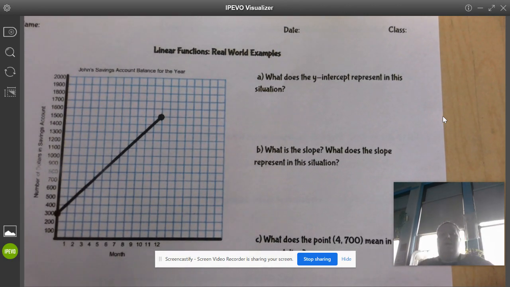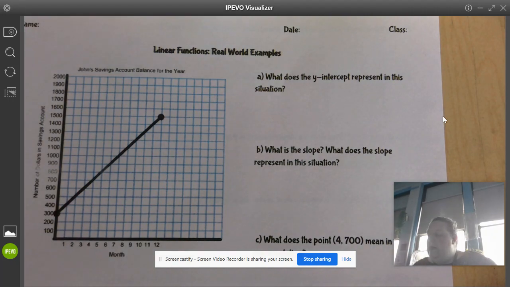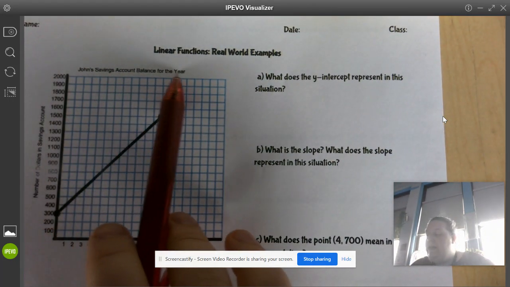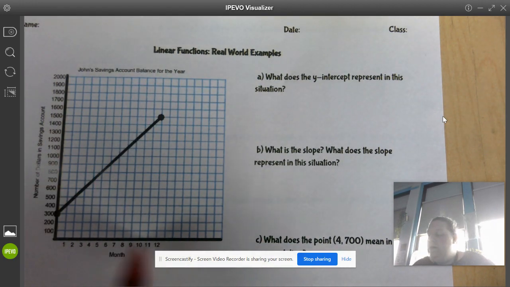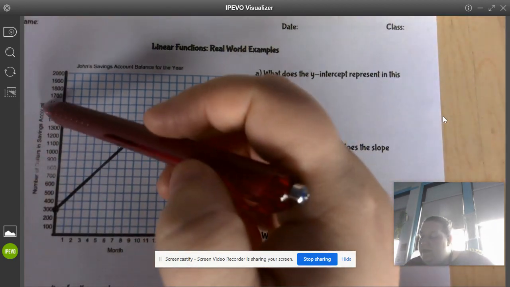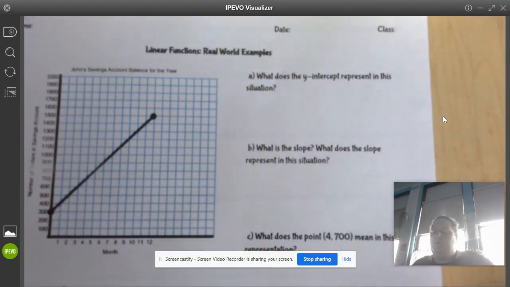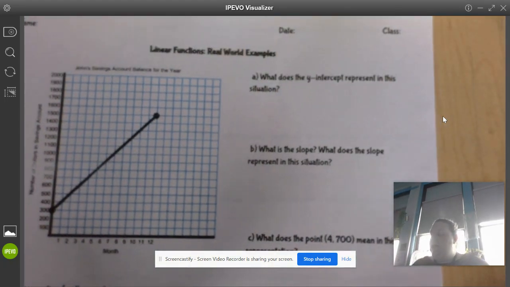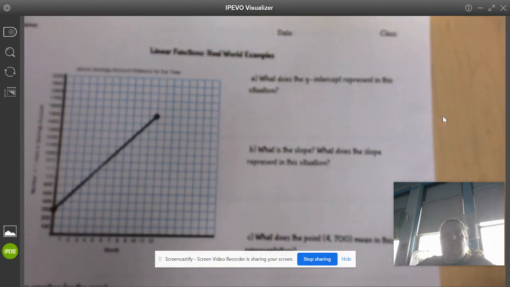So, we're going to start with this graph. Just before we even look at the questions, this is describing John's savings account balance for the year. So we have the months, and then we have the number of dollars in savings. So the first question is, what does the y-intercept represent in this situation?